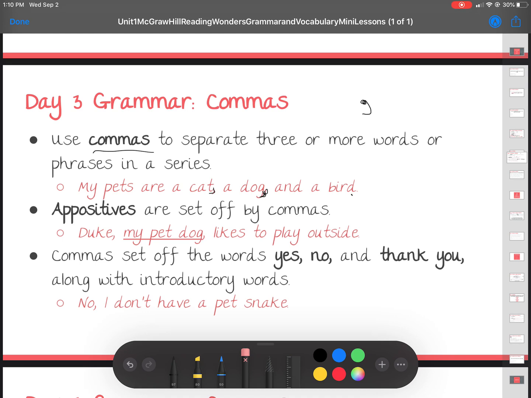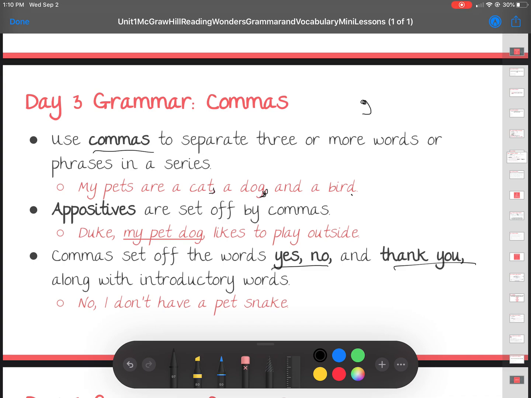All right. Commas are also used in sentences when you have to start off sentences with yes, no, or thank you, along with introductory words. So, no, I don't have a pet snake. There's a pause there naturally when you say that, like, yes, I love ice cream. No, I don't want to do that today. Or, thank you, I love that sweater. You want to make sure that if you're starting with something like this, yes, no, or thank you, that you have the comma afterwards.